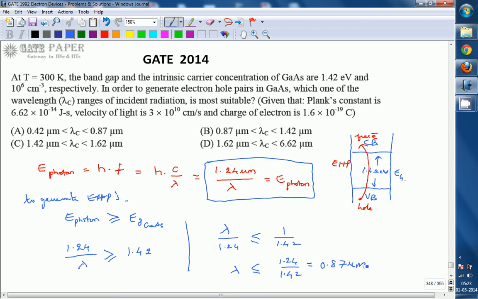So lambda less than or equal to 0.87 is satisfied, out of the 4 options, only in case A. That is, option A has the range 0.42 to 0.87 micrometers, in between which lambda satisfies the condition of less than or equal to 0.87. In all other cases, this condition is not satisfied. So the right option is A. Thank you.